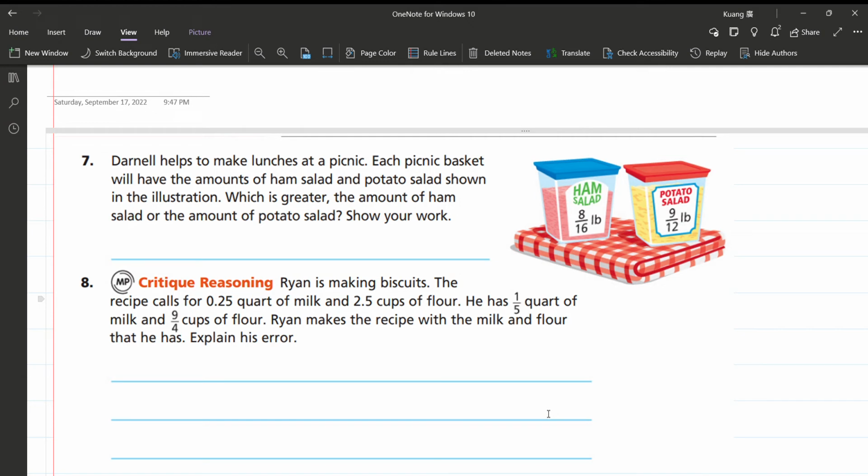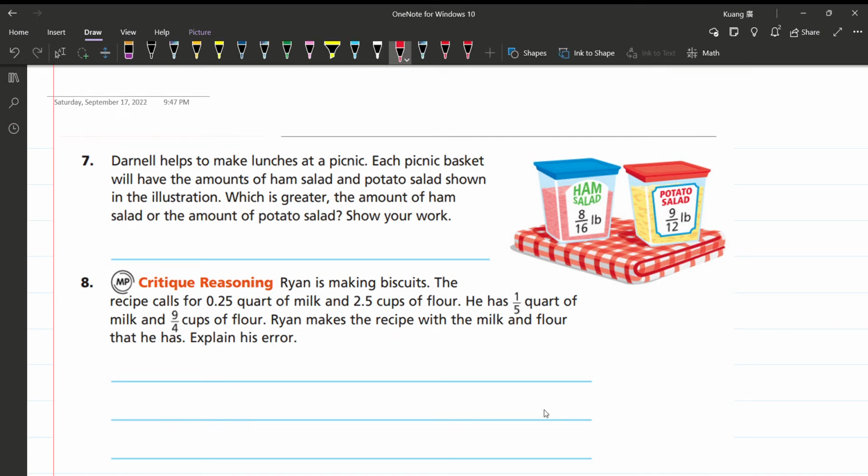Question 7. Daniel helped to make lunch at a picnic. Each picnic basket will have the amount of ham salad and potato salad shown in the illustration. Which is greater, the amount of ham salad or the amount of potato salad? Show your work. Actually, the key sentence in the question is "which is greater."